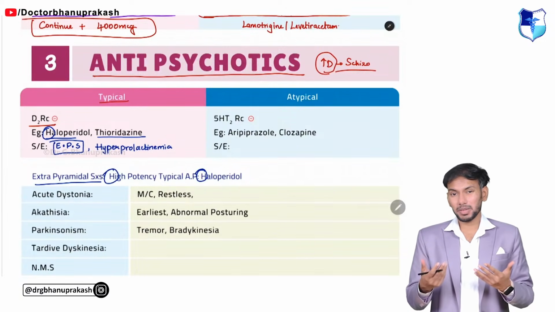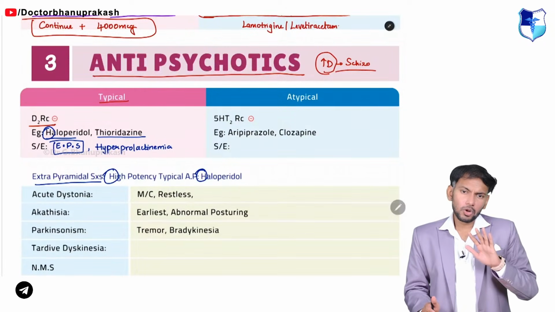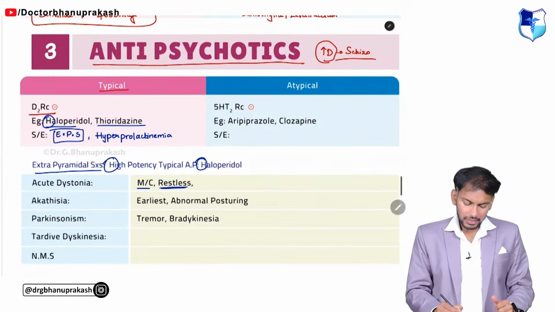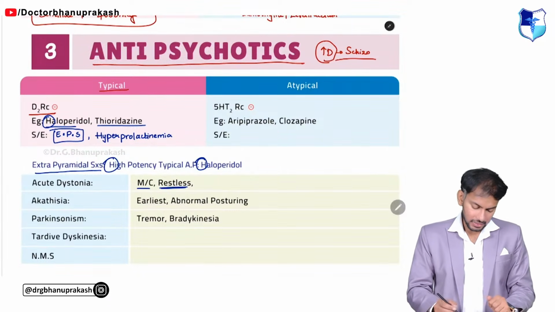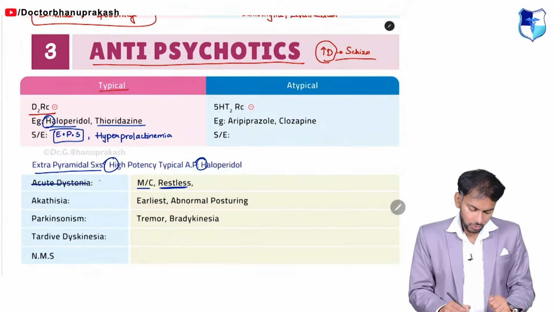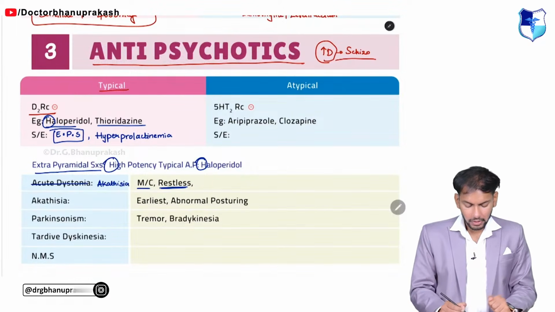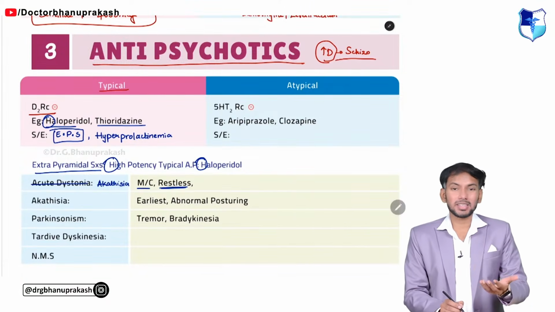Now, what are these EPS? We'll try to understand. The most common EPS is akathisia. Akathisia means restlessness. This is not acute dystonia, it is akathisia. Akathisia means restlessness, excessive movements.